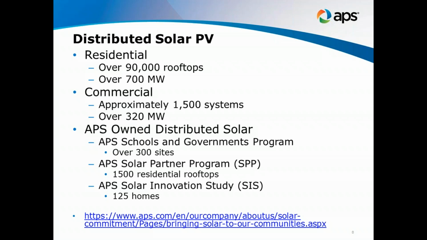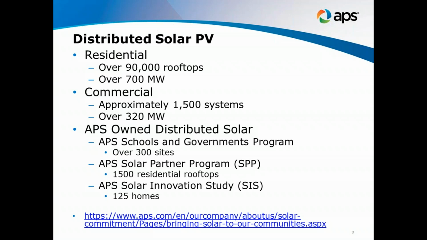For distributed solar PV, APS has over 90,000 residential rooftops, growing at about a rate of 12 to 15,000 per year, which accounts for over 700 megawatts, as I mentioned before. For commercial, we have about 1,500 commercial systems. So commercial could be anywhere between 200 kW and maybe 5 megawatts. And that amounts to over 320 megawatts of commercial scale systems.